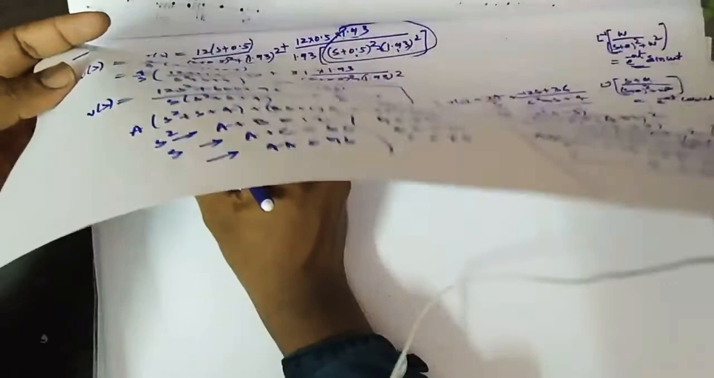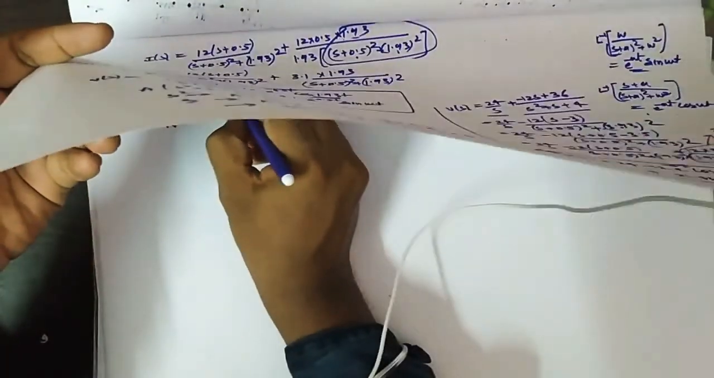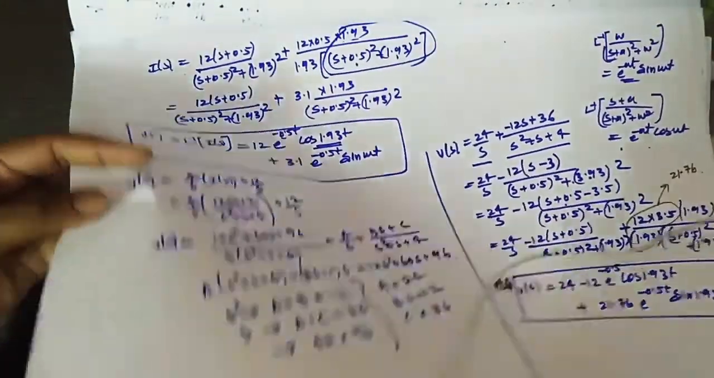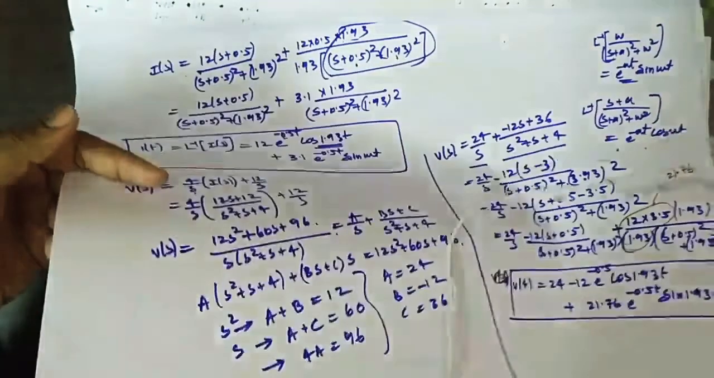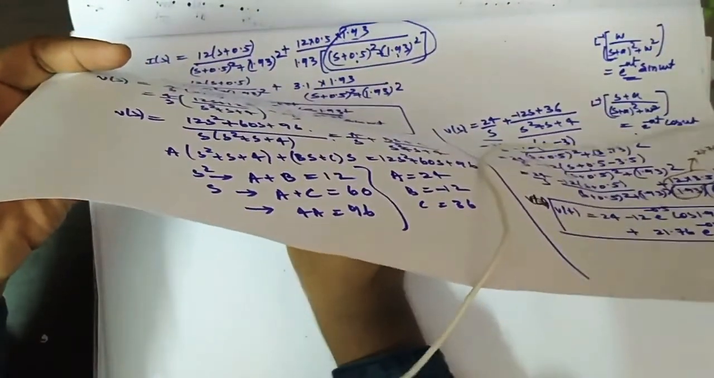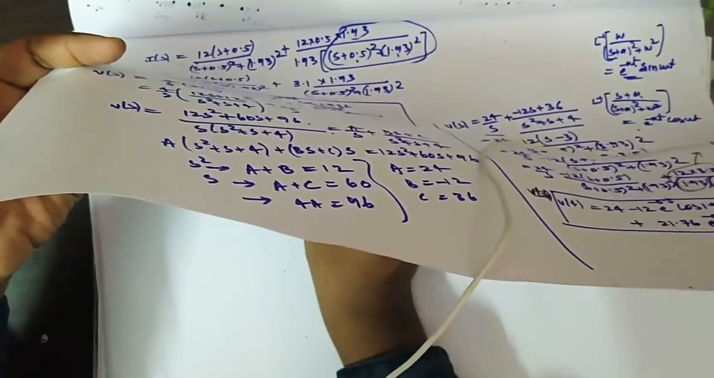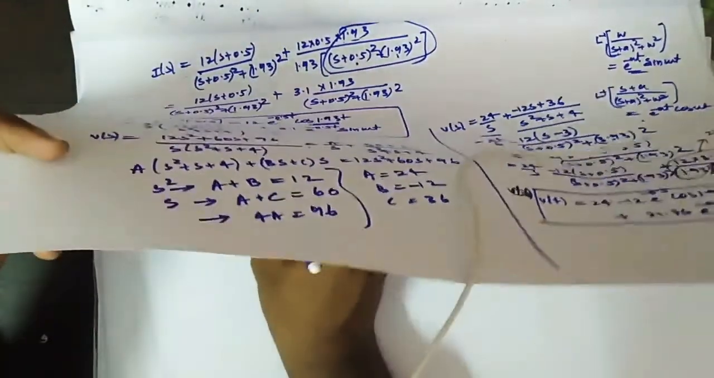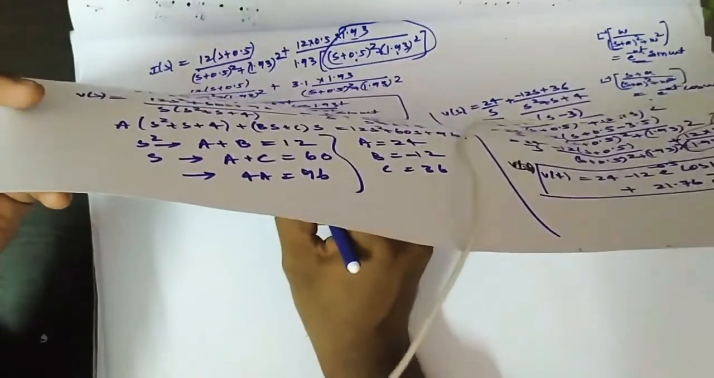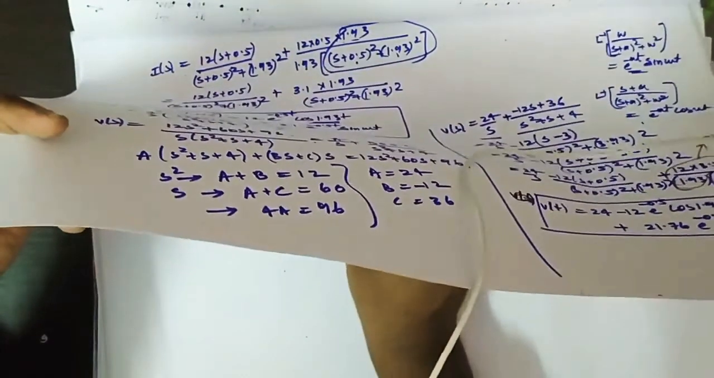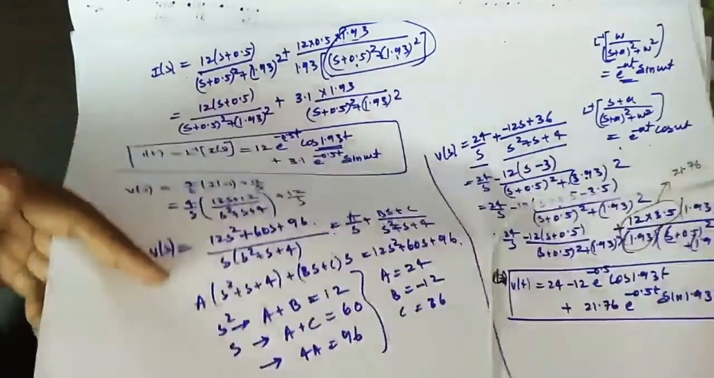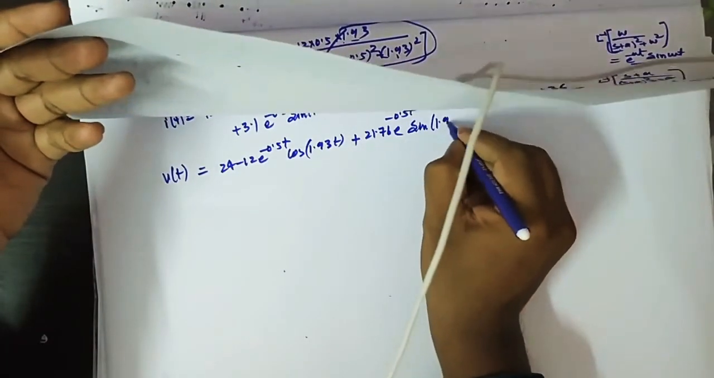Up to now we dealt with the calculating part. Cos of 1.93 t plus 21.76 e power minus 0.5 t sine of 1.93 t.